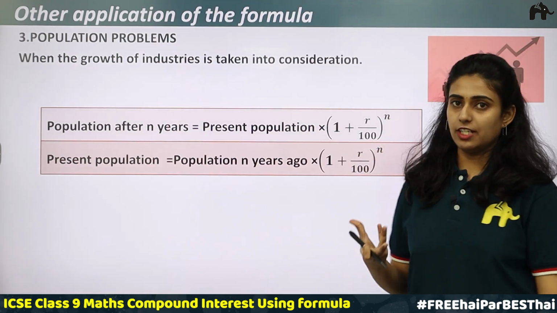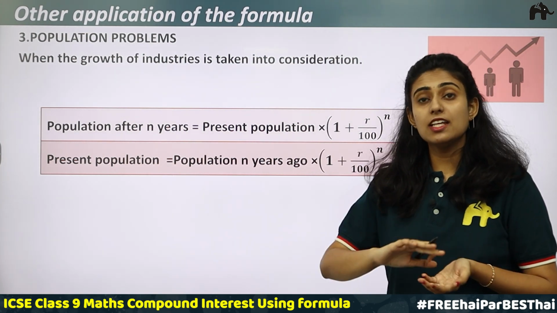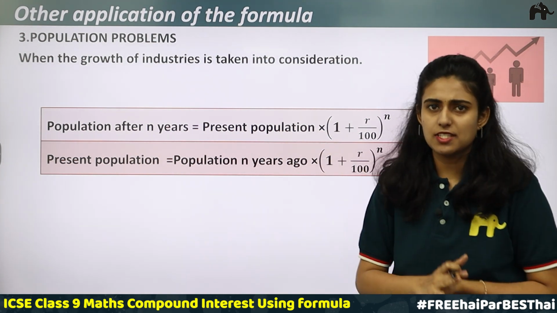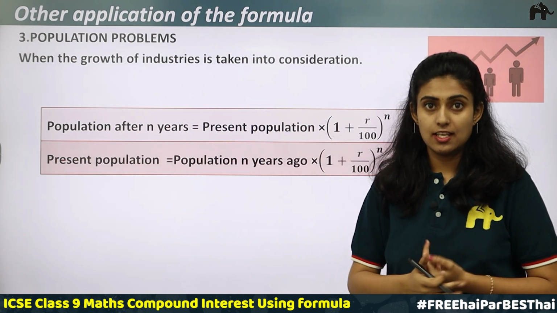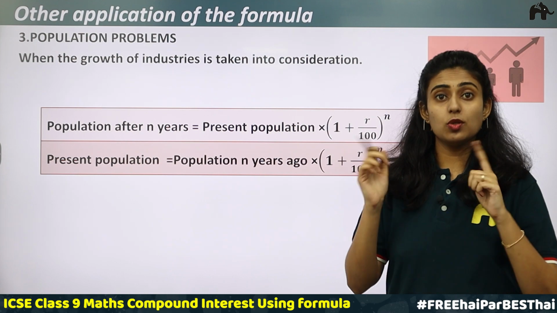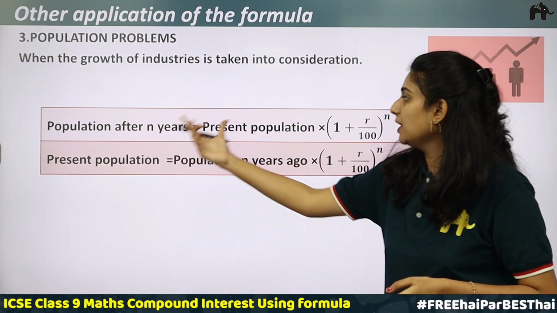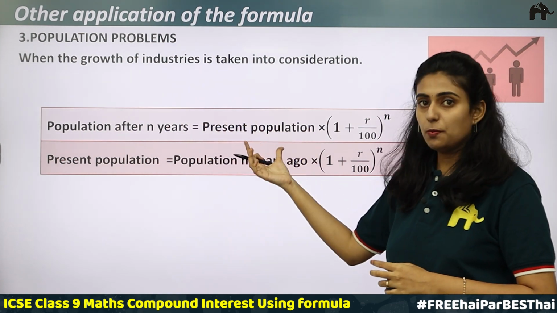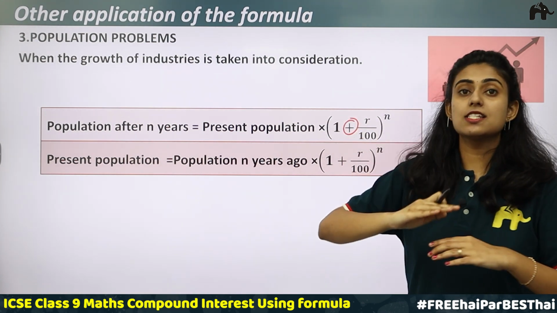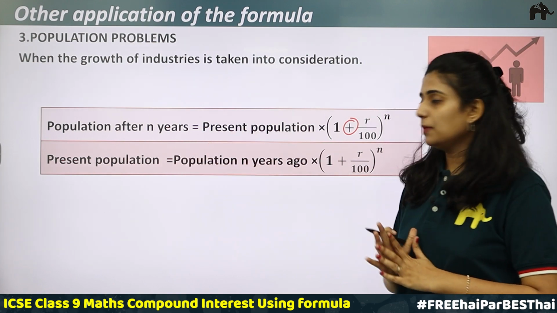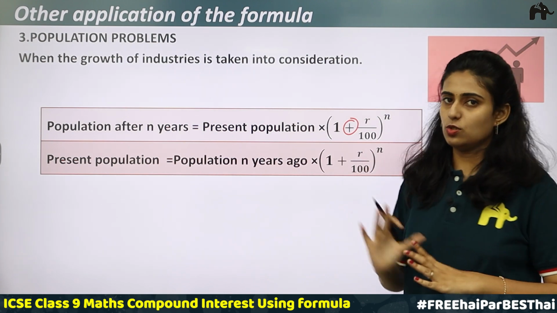Similarly, when you have a population related problem, that is a city or a village or town whose population is increasing at some rate, let's say 20%, 30%, you can calculate the population after n years when we know the present population, or you can calculate the present population when we know the population n years ago. So the population after n years will be equal to present population into 1 plus r by 100 whole raised to n. Here again it is plus because there is an increase in population. Present population will be population n years ago into 1 plus r by 100 whole raised to n.